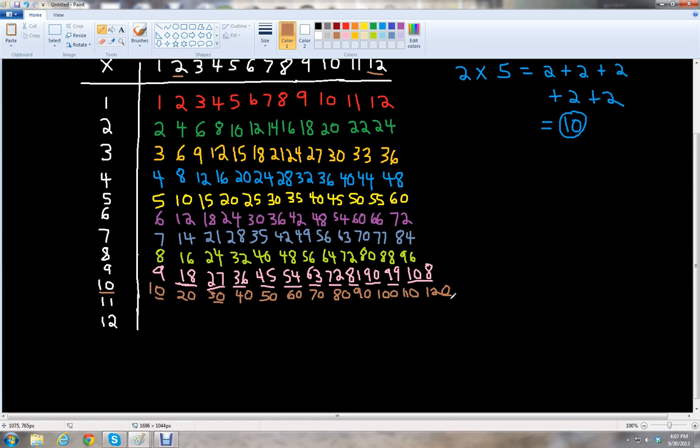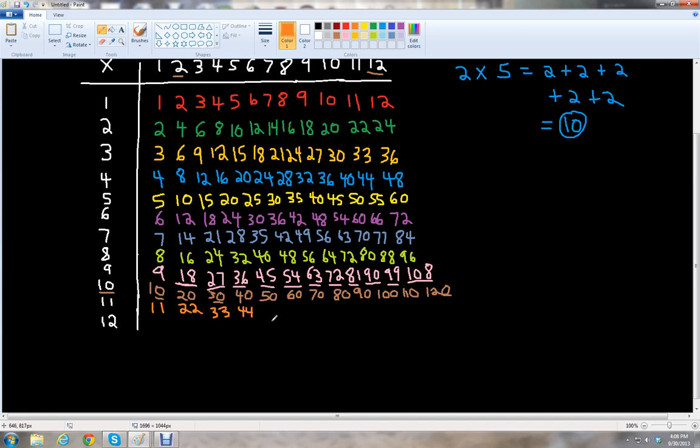Okay, so we only have 2 more left to do before I give you some exercises on your own. So let's look at the 11s tables. And those are interesting. So we have 11 times 1 is 11. 11 times 2 is 22. 11 times 3 is 33. Do you see a pattern? 11 times 4, 44.